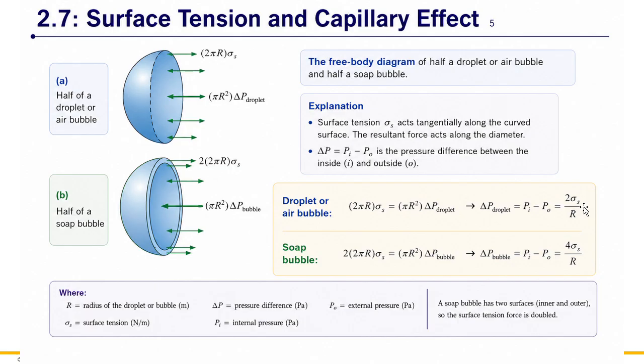And for the case of a soap bubble, the equation becomes delta P is equal to Pi minus Po, which is equal to 4 sigma s by R. The factor 4 instead of 2 is because the soap bubble has two surfaces, an inner surface and an outer surface. Now the main idea is that curved surfaces create pressure jumps, and the pressure difference becomes larger when the radius becomes smaller. This concept is important in bubbles, sprays, aerosols, foams, boiling and cavitation.